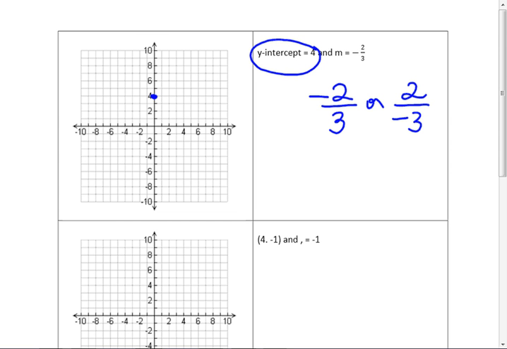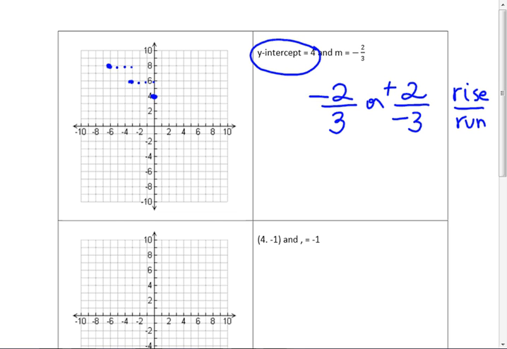Remember, it's rise over run. Okay, so we're going to start here. We're going to go up 2, and then which way? Which way, left or right? She went positive 2, so it's got to go left. 1, 2, 3. Let's go up 2 and over 3.